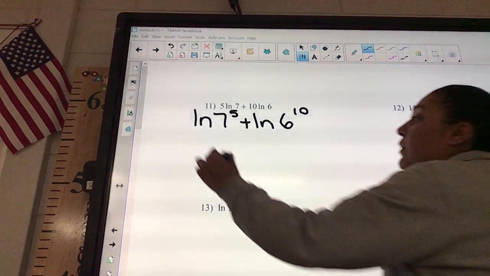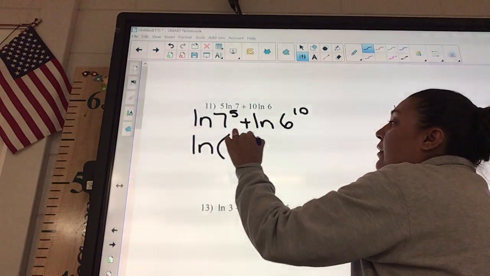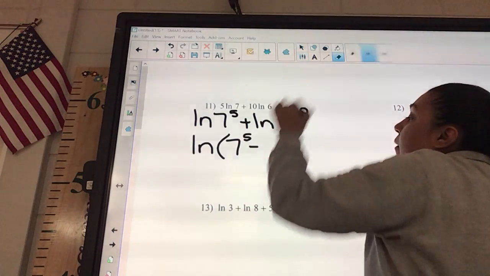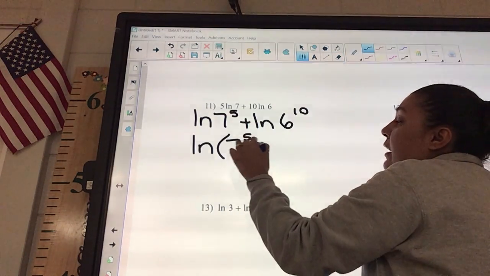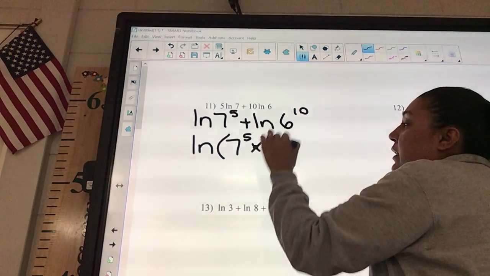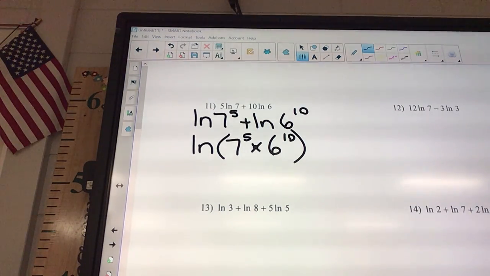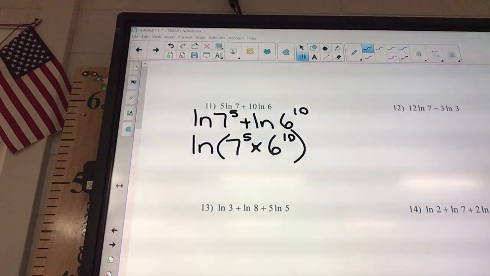Multiply. Okay, so it should be natural log of 7 to the 5th times, and you can use a dot or you can use the times sign, it's up to you, 6 to the 10th. Now, what is 7 to the 5th? 16,007. Okay, but the numbers get really big. What about 6 to the 10th? 600. Yeah, and so we're not going to, and then when you multiply the two.